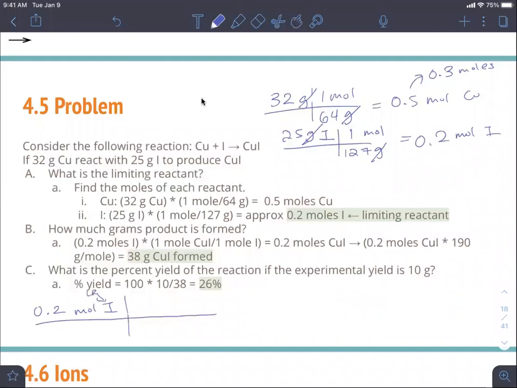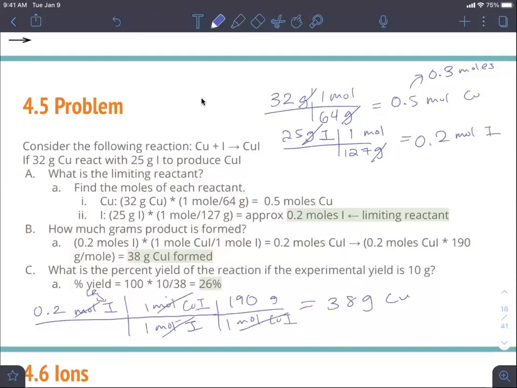and then you would go on to 1 mole of iodine. And so this is another 1-to-1 ratio with the product. So this would be 1 mole of product as well. And then 1 mole of the product would be 190 grams. And so if you just cross this out like that, you will find 38 grams of product should be formed. And that's the theoretical yield.